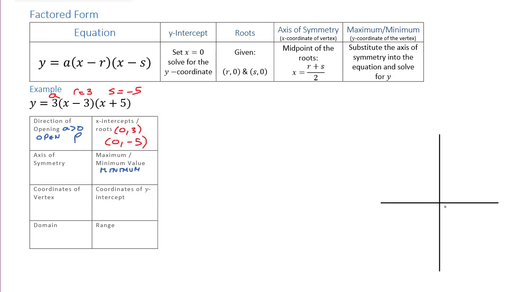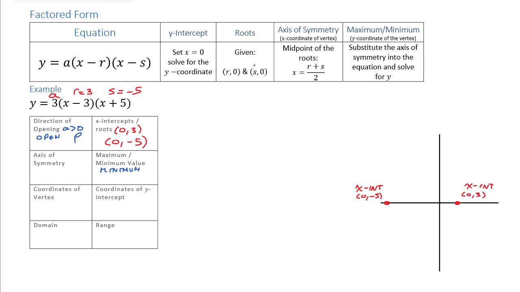So you know what? I'm going to go put those on my graph right now. (3, 0), we'll just say is somewhere over here. And, oops, oh boy, sorry. There's (3, 0), one of my x-intercepts or my roots. And we'll say (-5, 0) somewhere over here. All right, so we got that out of the way.